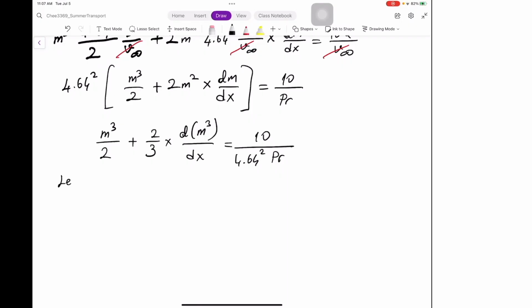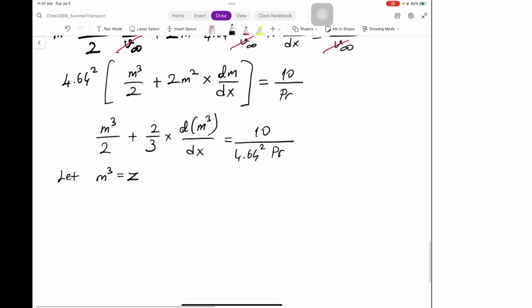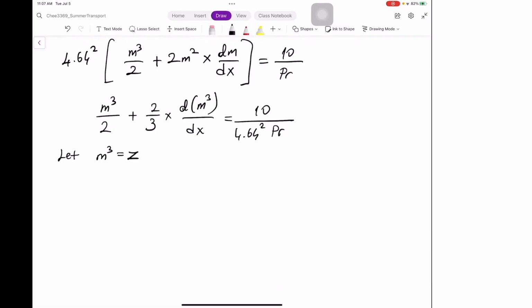So let's say m cubed equals z. Okay, let's call it z. And your equation becomes z over 2 plus 3x dz over dx is equal to 10 over 4.64 cubed Prandtl number.